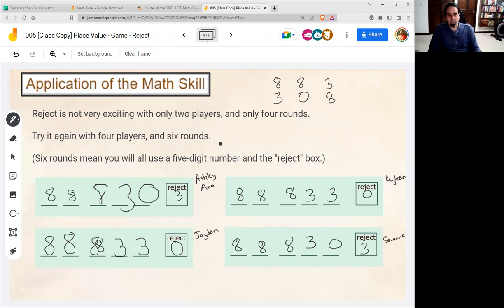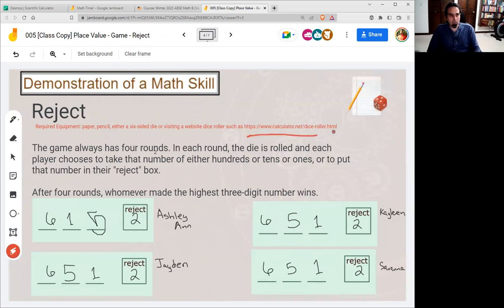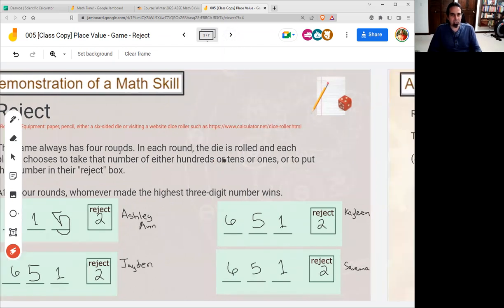Your homework is to do this again. So we played it as a class, but find at least one other person and play this game. You don't have to load up the Jamboard. You can just write it on a piece of paper, use a 6-sided die or a 10-sided die. If you don't have dice, there's a website here that will just pretend to roll dice for you. So you can't complain to me that you don't have dice. And there's some fun free phone apps that actually make good noise and rattle around like dice too.